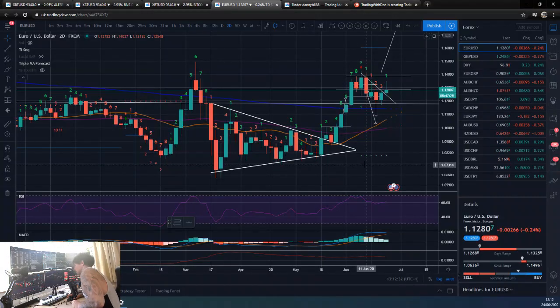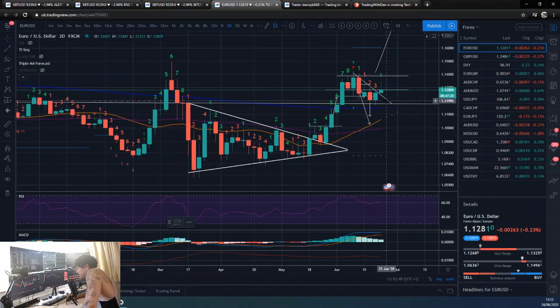So Euro US dollar first, as always. I'm starting off in this 2-day candle because I just want to show you guys the 2-day candle we've got formed here. And obviously the 2-day 9 we've got here, but we've got a pretty bearish looking candle on the 2-day, closing back below this horizontal level that we've got.